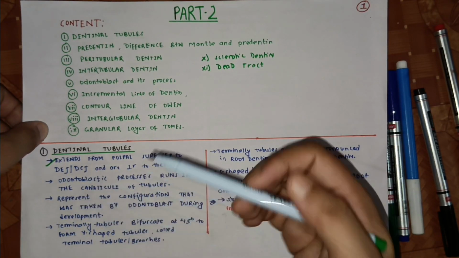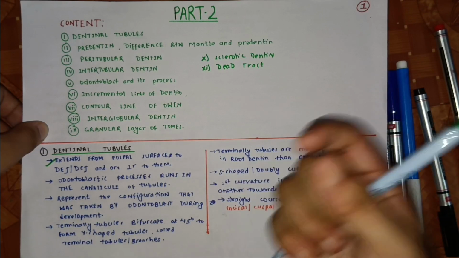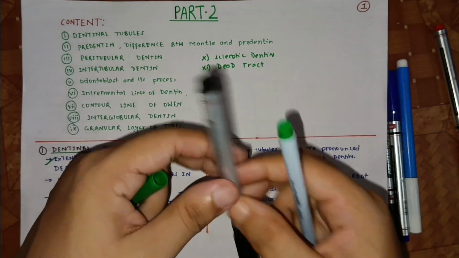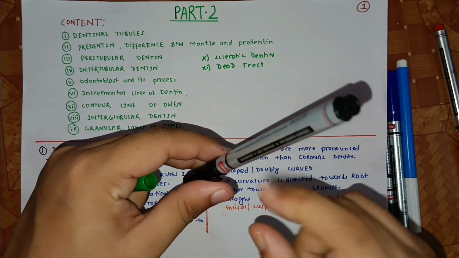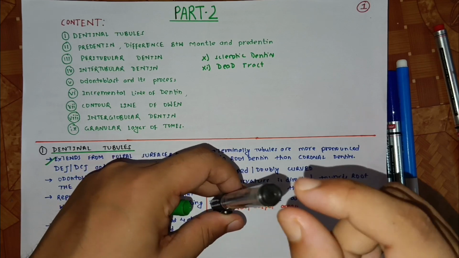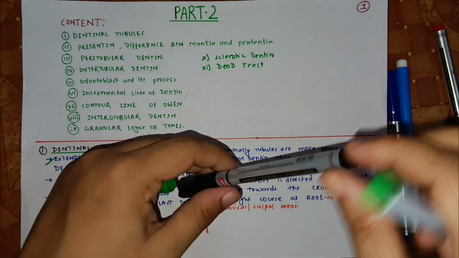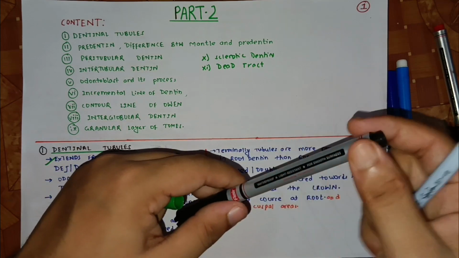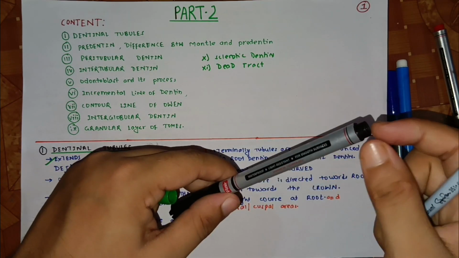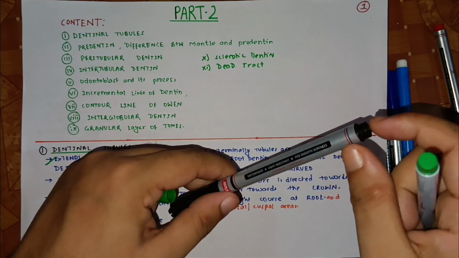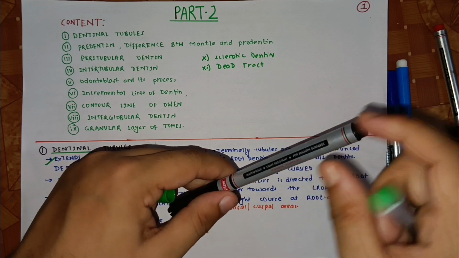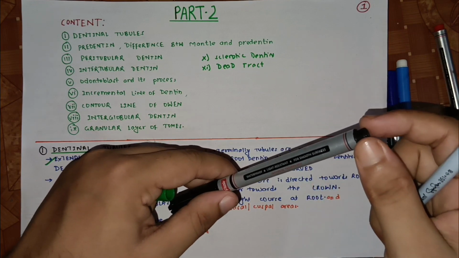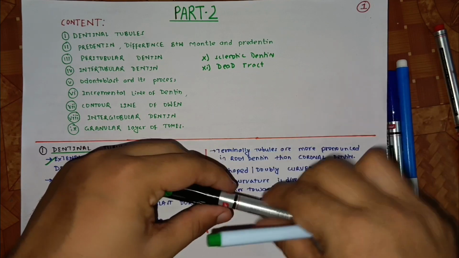Actually, the dentinal tubules are tubular structures. Just think this is a pen, so this is a tube, and inside this ball pen there is a refill. So this is the dentinal tubule, and inside it there is the odontoblastic process, resembling the refill. Just make a concept like that.